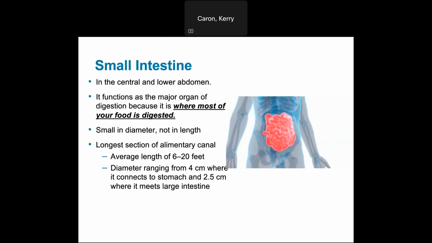Okay, so I've mentioned how important the small intestine is, and it is. It's centrally located in the lower abdomen. This is where most of your food is digested. A lot of people think it's the stomach. It's not. Most of the food is digested in the small intestine. It's small in diameter, but not in length. Remember, it is 6 to 20 feet long. Its diameter is about 4 centimeters where it connects to the stomach, and then it gets smaller and smaller to 2.5 centimeters.